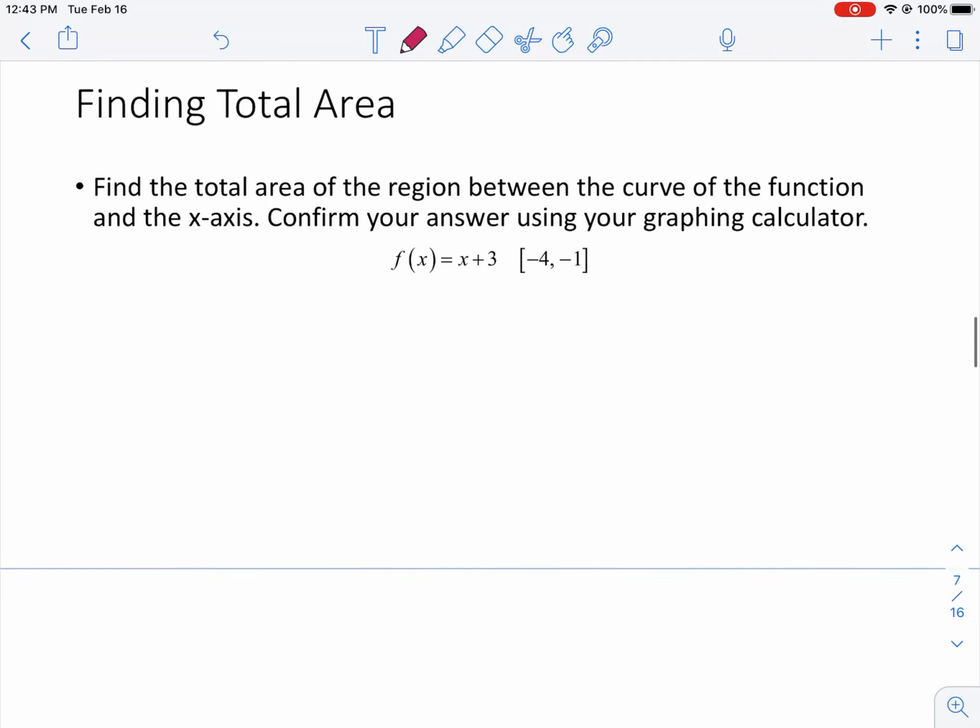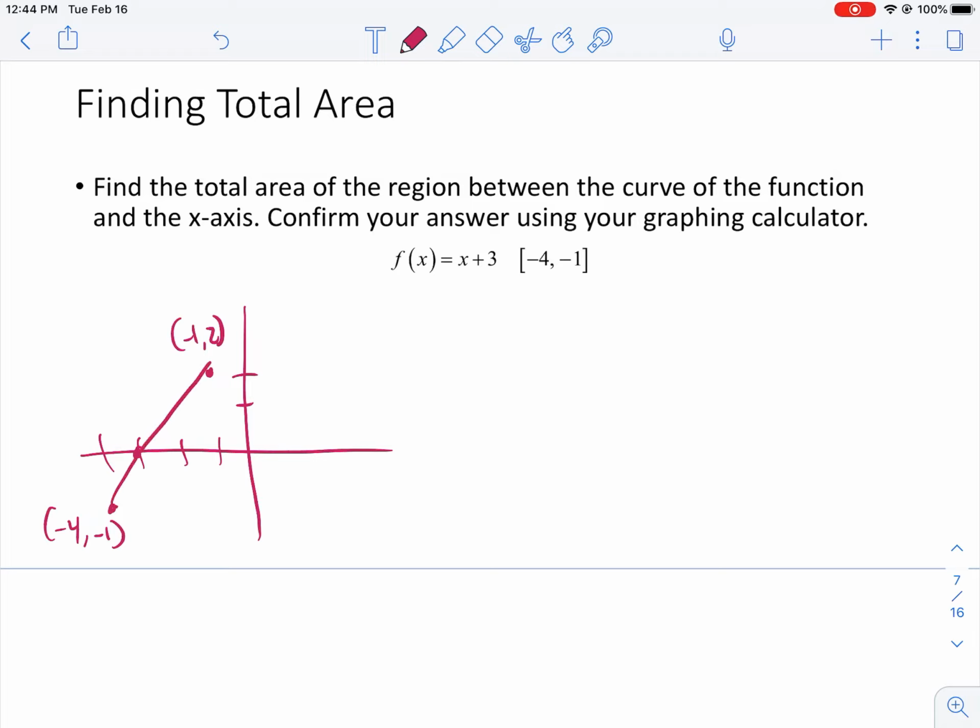So here I'm being asked to find the total area of the region between the curve and the x-axis. So I'm going to sketch a graph of the function to start. And I know that this is a line. I'm down here, here, and at -1, 2, I have a point there as well. This is -4, -1. And my graph looks something like that. Okay? So I want to figure out what the physical area is. I have this area here, this area here.